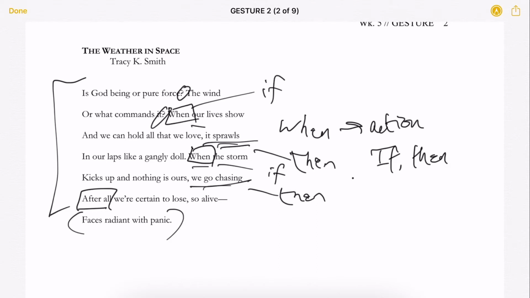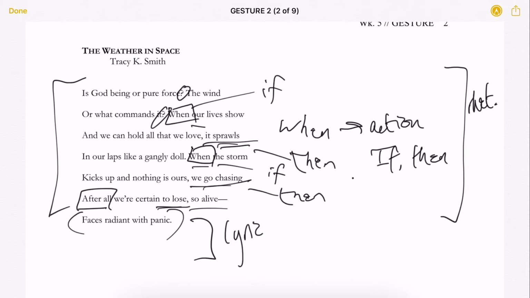And then a summary of the argument or a conclusion. "After all, we're certain to lose, so alive. Faces radiant with panic." Here's a gestural switch from the rhetorical. So the first half is rhetorical, and then we go to the lyric. "Faces radiant with panic." You notice this is just evoking a thing. We have faces, an image, radiant, a specific image, with what? Panic. An evocation here. All right.